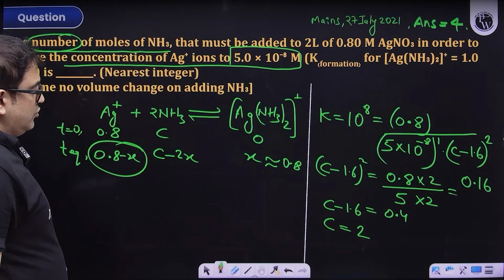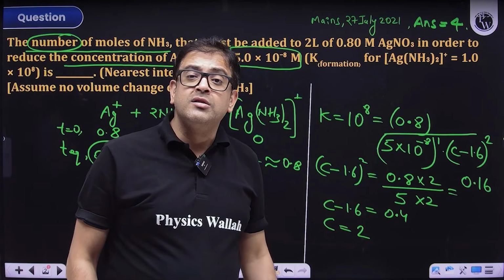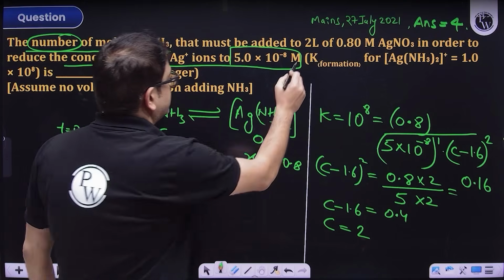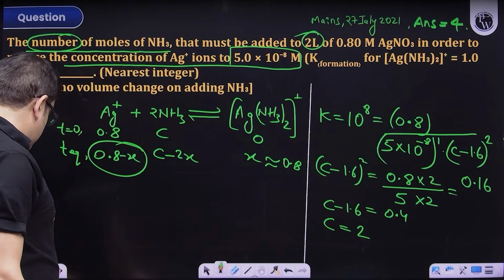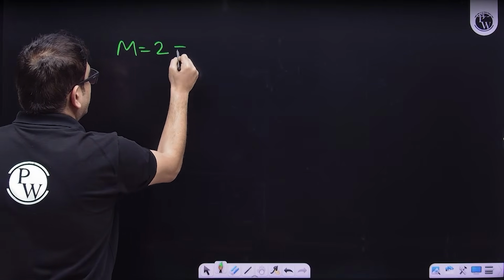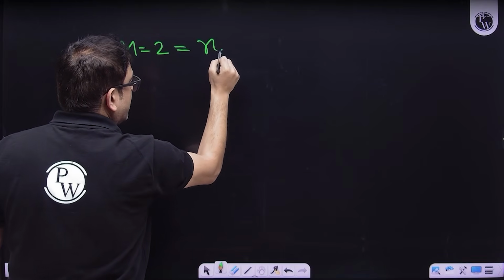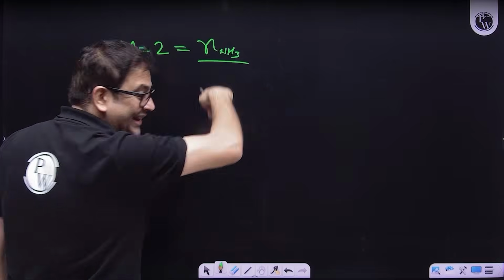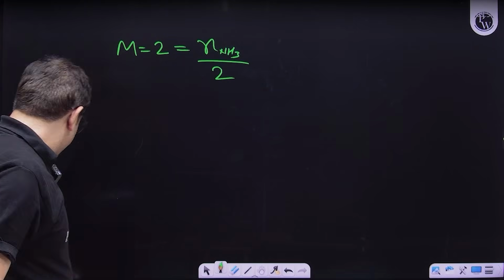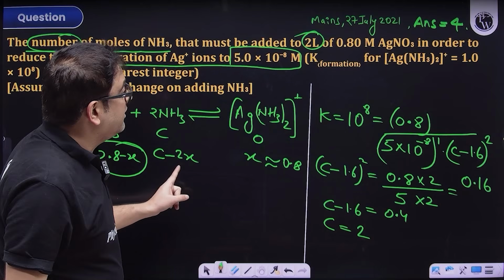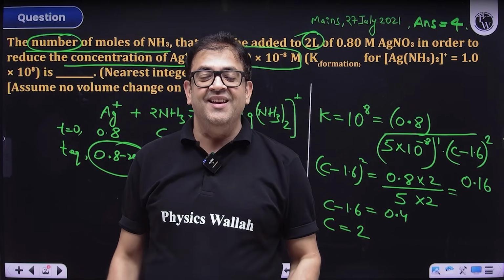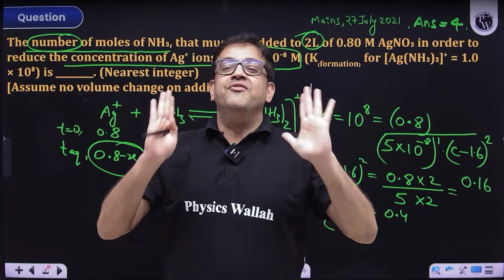So if C is 2, you know concentration. Concentration is molarity. What is asked? Moles. So you know volume, yes, 2 liter. So again, molarity is 2, equal to number of moles, the moles of ammonia that you will be adding initially, upon volume 2. So what will be the answer? 4. See, some students will solve this C and say the answer is 2, and then they say, sir, we made this much mistake. You have to read the question very properly.